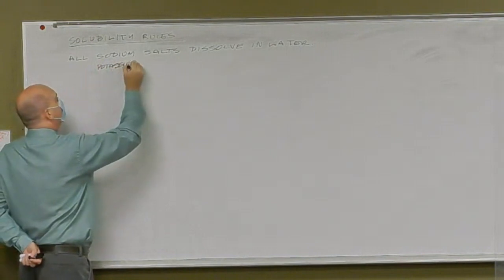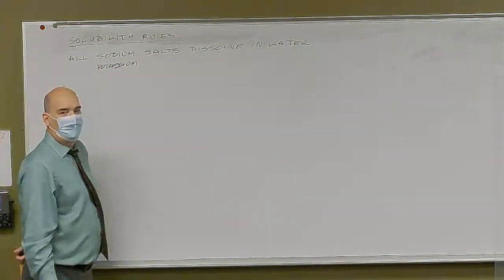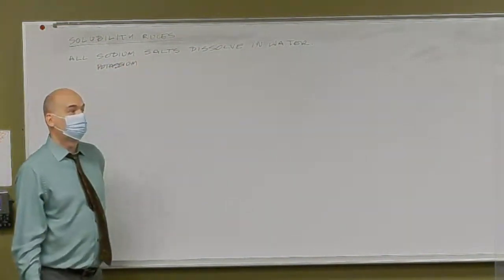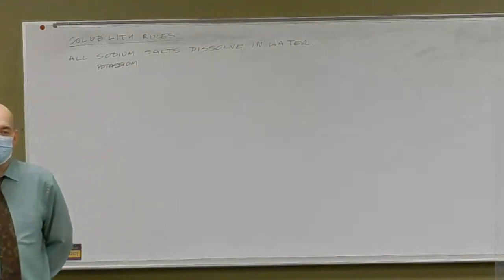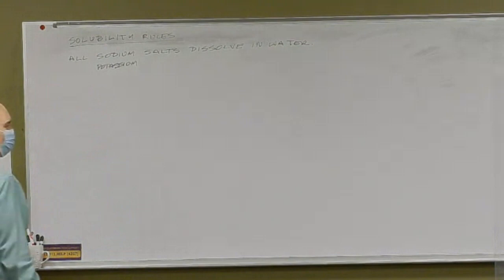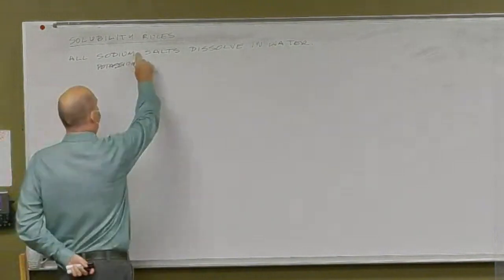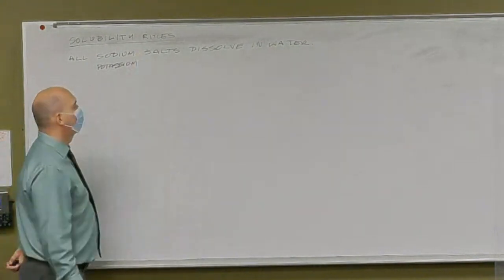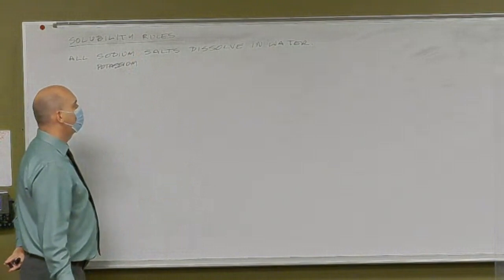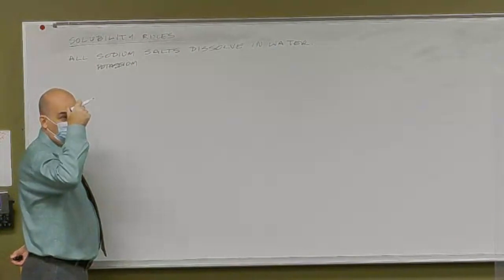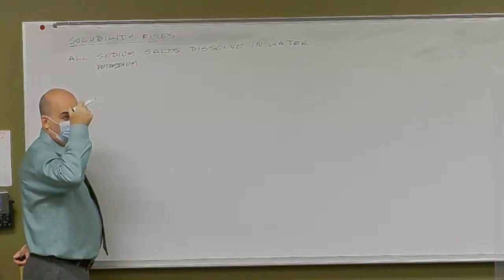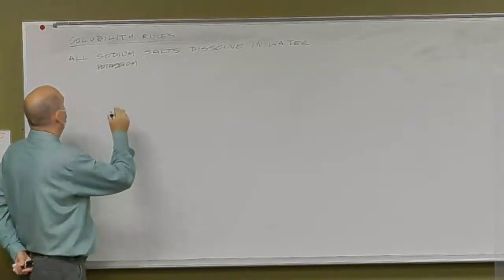All potassium salts dissolve in water. Rubidium and cesium salts do as well, but we're not going to see any of those. So let's just keep it to the things that we're going to see. All the salts from group 1, the sodiums and the potassium salts, every last one of them dissolves in water. That was easy.